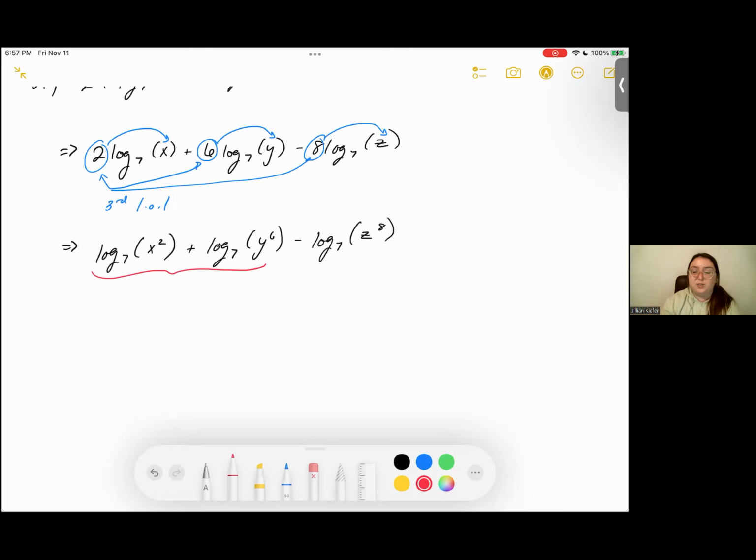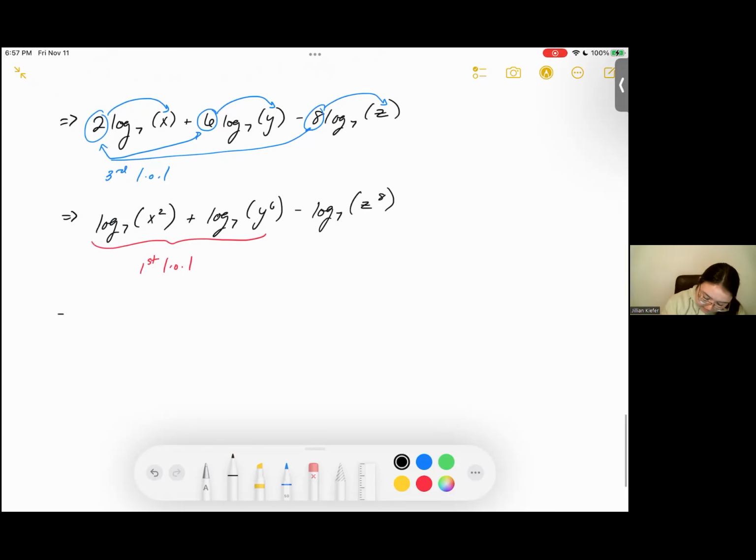But getting rid of those coefficients first and turning them into exponents is usually a really good first step. But typically the order shouldn't matter. You should get the right answer in the end, whichever way that you do it. But all right, so we're going to use the first law of logarithms on those first two terms. The first law of logarithms tells us that if we are adding two logarithms, we can multiply what's inside those parentheses instead into one logarithm.